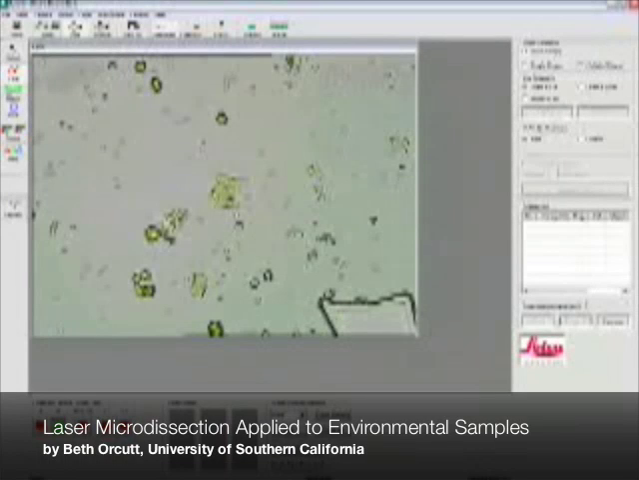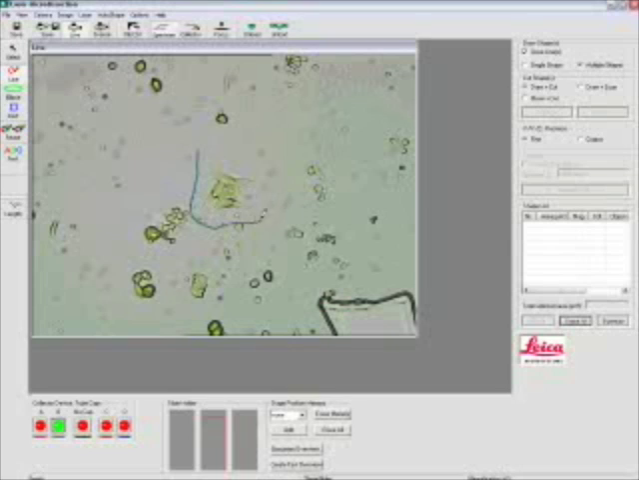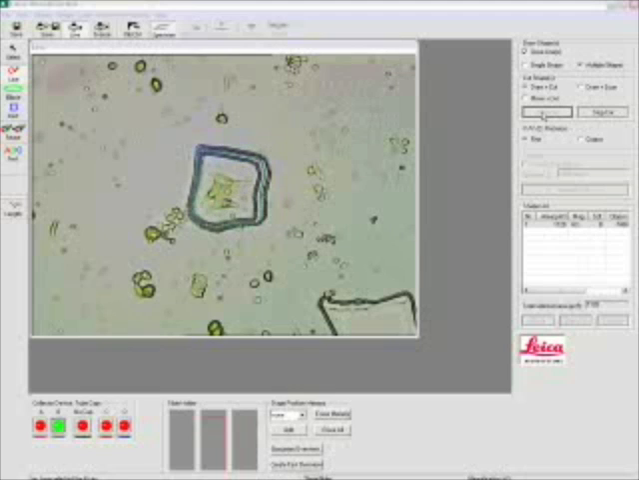This video shows some applications of laser microdissection to environmental microbiology samples. In this first example, we're cutting out a protist from an environmental sample that was mounted onto the special membrane provided by Leica for this demonstration. The area of interest is circled using a pen on a touchscreen, and then the laser follows that line to cut out the sample and the membrane, which will fall into a collection device underneath the cutting stage.